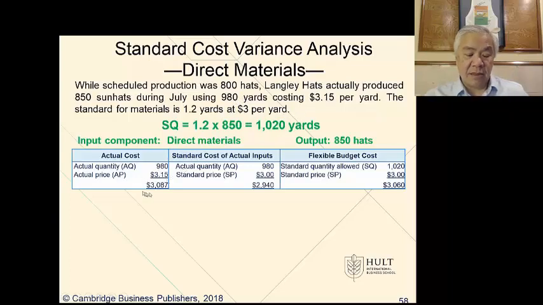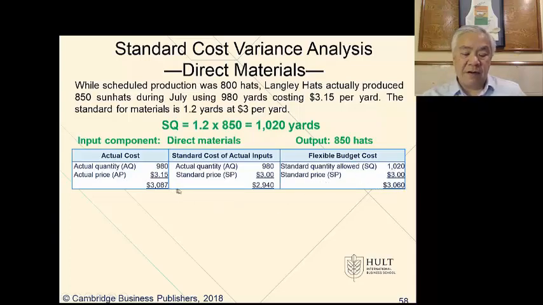So it costs us $3,087 for the material. Under flex, it should have cost us 1,020 yards times the standard price of $3, or $3,060. Right? So that's what it should have cost.